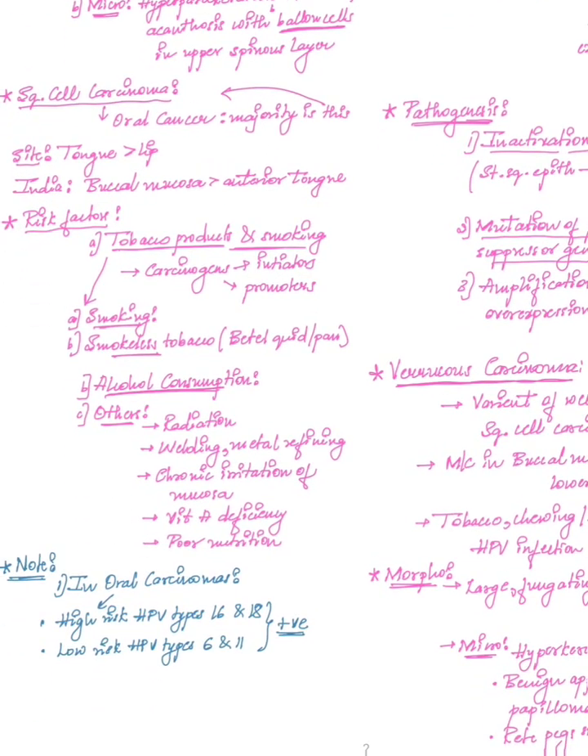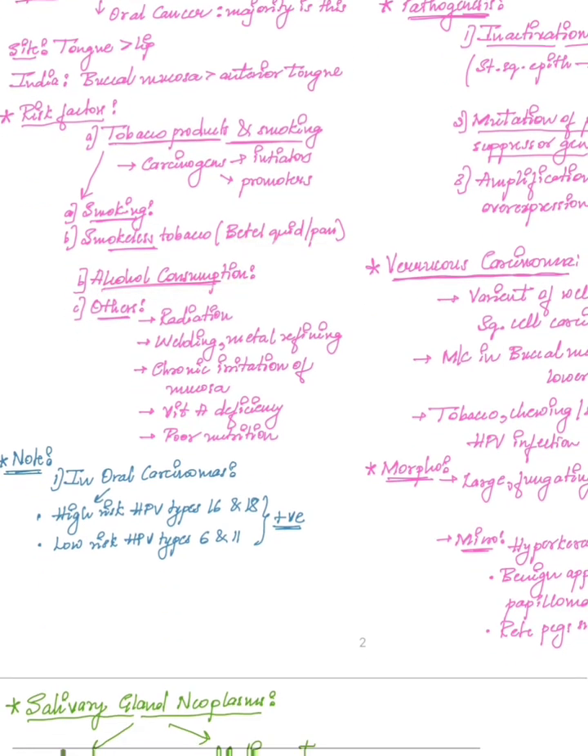The risk factor of squamous cell carcinoma of the oral cavity is first the tobacco products and smoking. The tobacco products contain carcinogens which may be initiators or promoters. The tobacco can be of two types, smoking tobacco or smokeless tobacco. In smokeless tobacco, it is betel quid or pan. The next cause may be alcohol consumption. In other factors, there may be radiation, welding, metal refining, chronic irritation of mucosa, vitamin A deficiency, and poor nutrition.